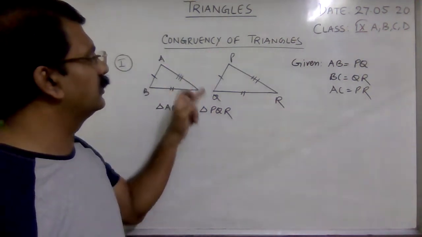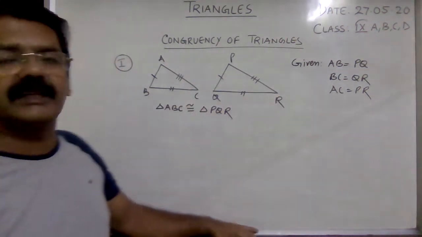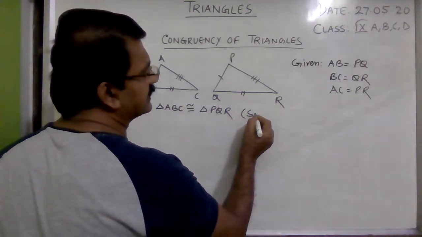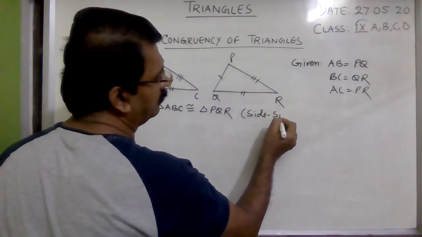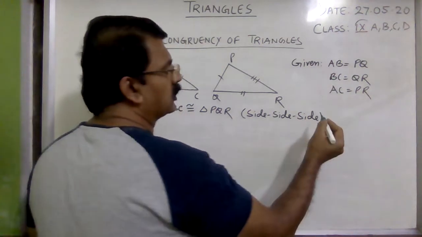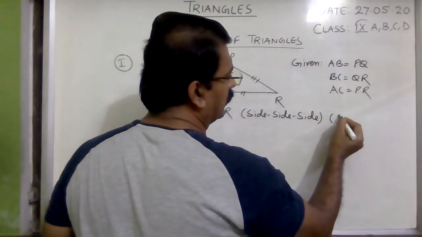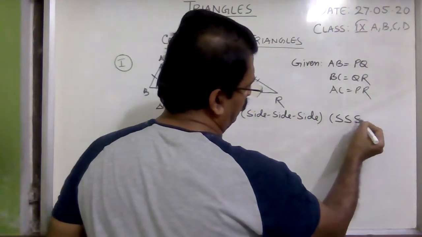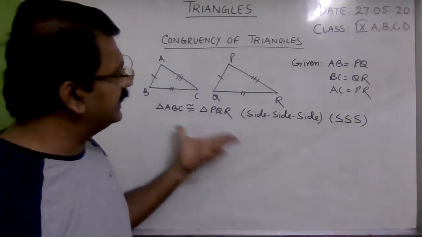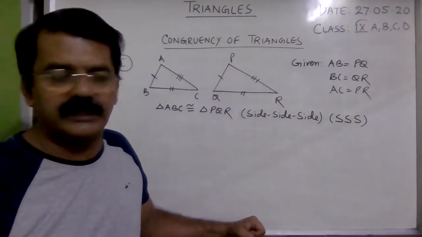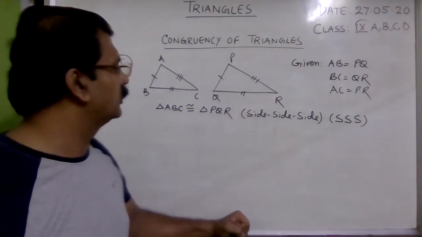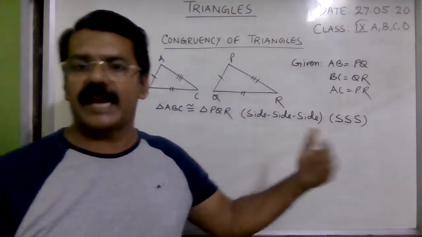Okay, so triangle ABC is congruent to triangle PQR, and when all the three corresponding sides are given equal, then we say it is side side side, and in short we call it SSS congruency. So this is called SSS congruency. These are called the criteria for the congruency. So this is one of the criteria for congruency of two triangles. Side side side means SSS.